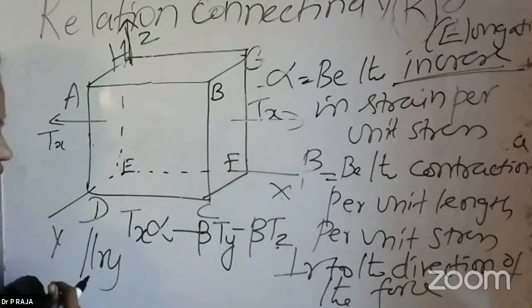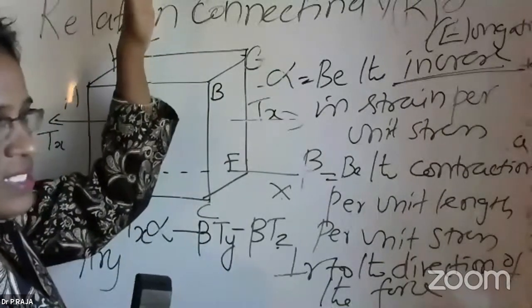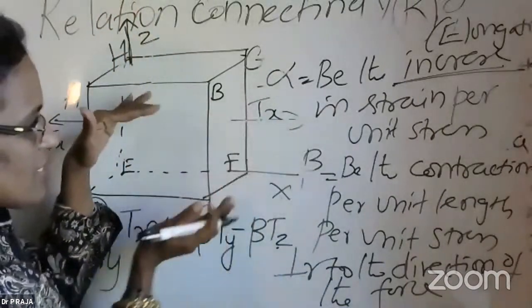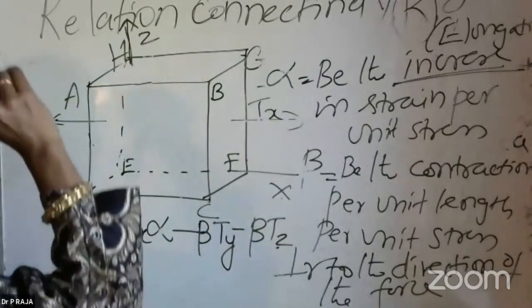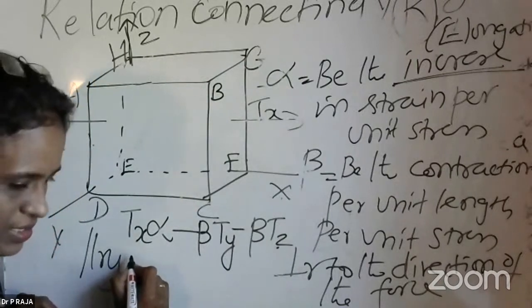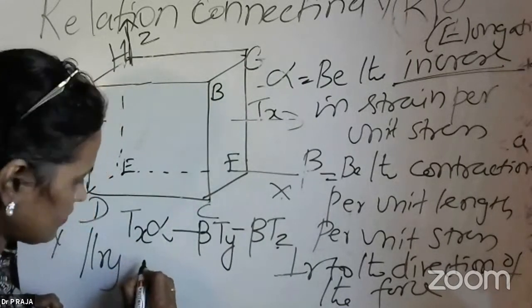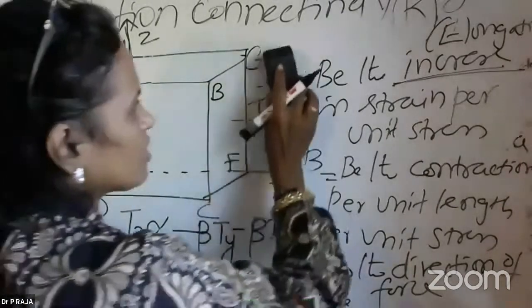Similarly, when I apply a force along the y direction, then along the x direction and along the z direction there will be a contraction. So the second equation will be, Tx alpha. I will write it in the proper equation form. Shall I rub this one?